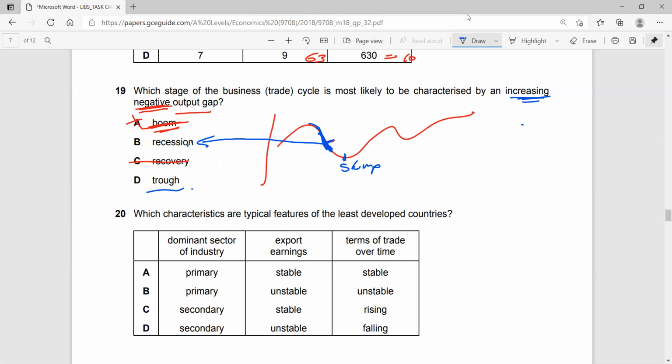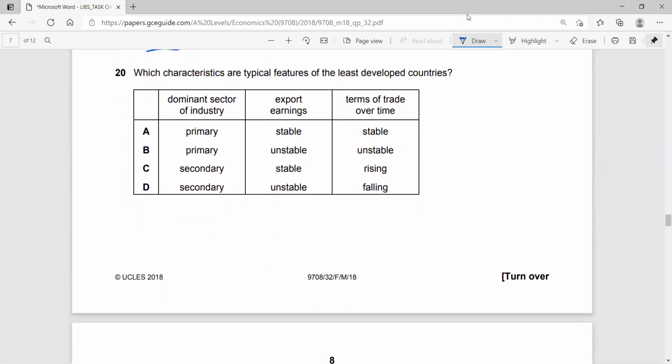In a slump, the output gap isn't increasing, it's not getting more negative. It's gone as negative as it can, and now it's going to improve. There's no increasing negative output gap, which is why you can exclude your slump or your trough, whatever you want to call it. Recession is where the output gap is negative. It's also getting more and more negative, so the negativity in it is increasing. And that's why option B.